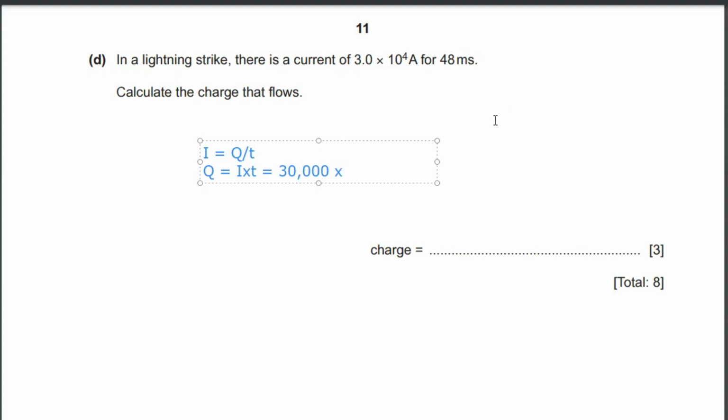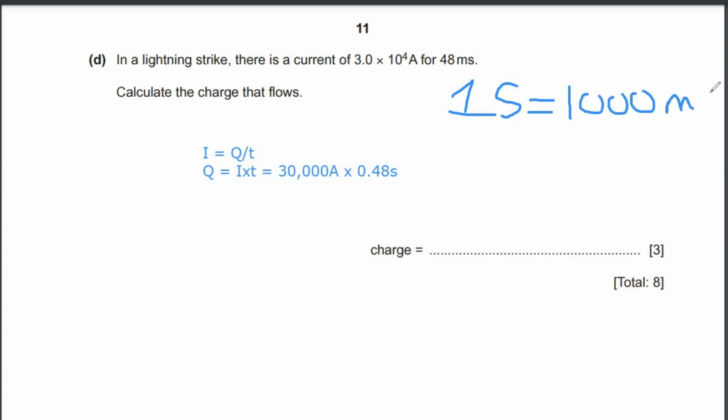Now the conversion of milliseconds to a second: 1 second is equal to 1000 milliseconds. So we convert it by shifting the decimal, three places before 48, so it will be 0.048 seconds. And the current is in amps. So I will just write it in powers of 10.